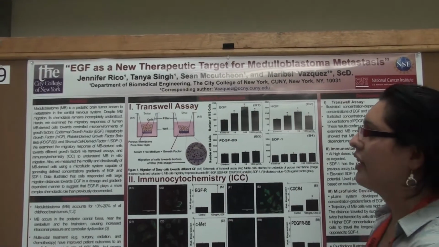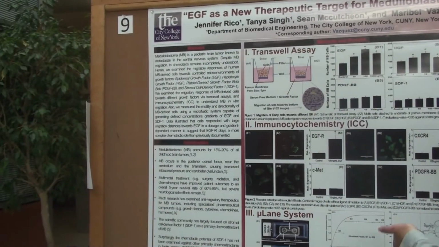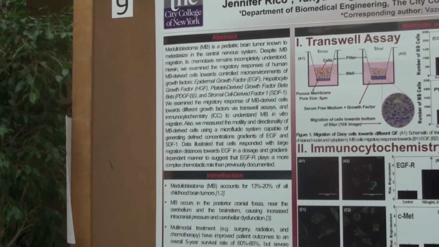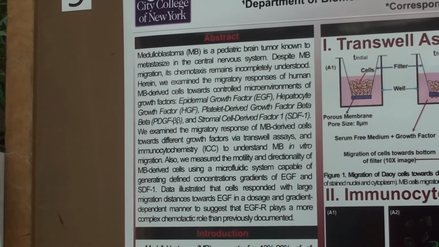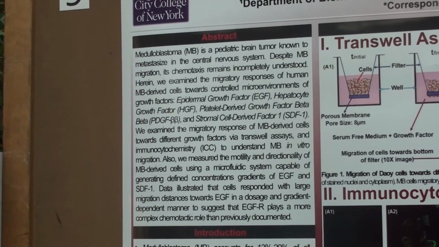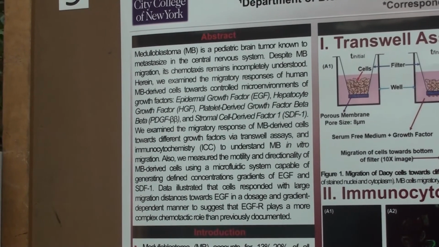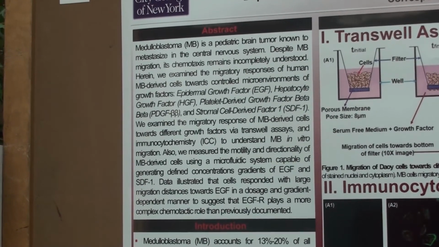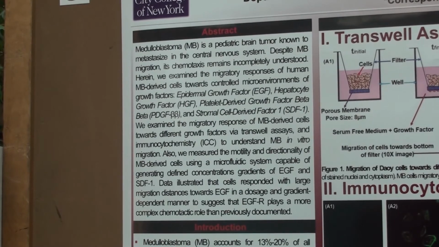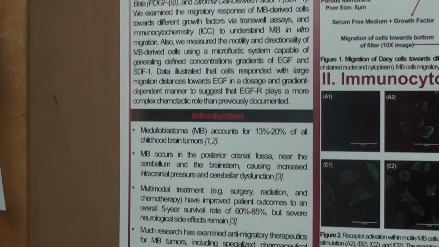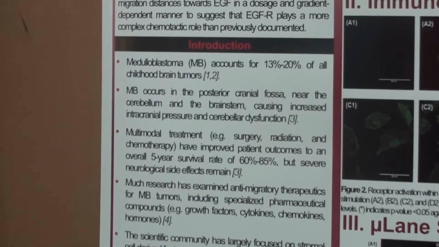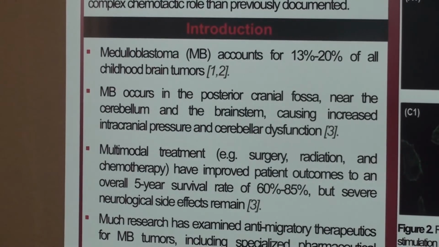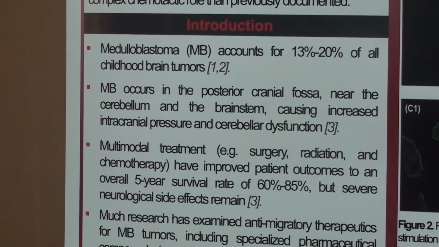At City College, we studied medulloblastoma in a wide range. We look at different growth factors that are well known in brain cancer, but also a growth factor that was found to be a strong chemoattractant for medulloblastoma. We compared the chemotactic potential of FDF1 with EGF, HEF, and PDGF beta-beta.